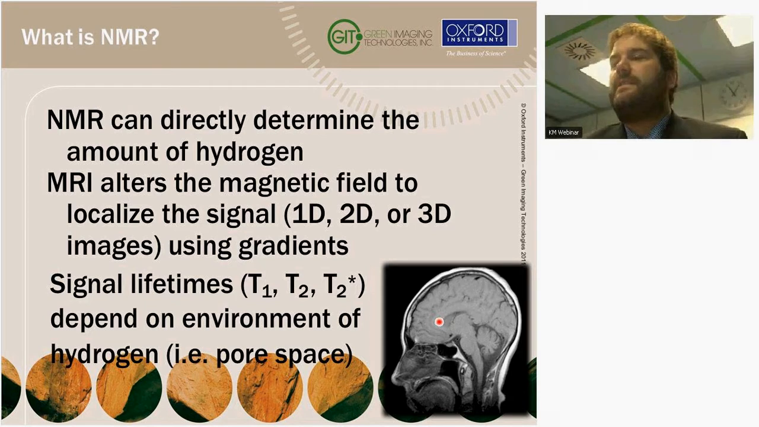And these signal lifetimes depend on the environment of the hydrogen. By environment, I mean hydrogen in a big pore versus a small pore, hydrogen attached to a small molecule or a big molecule, the mobility of those molecules, all kinds of different things. That's where we get the information from NMR. So not just how much hydrogen, but we can tell something about the environment of the hydrogen, and that's how NMR becomes a valuable tool.